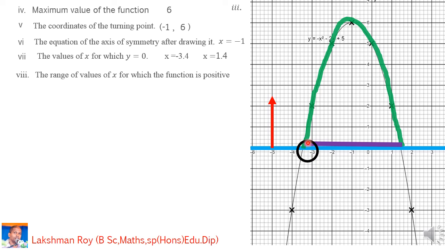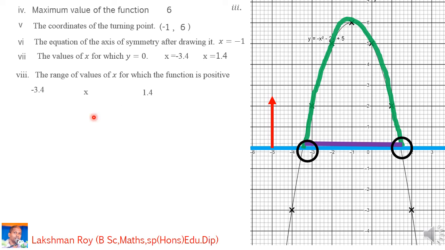So you can read this value, see here, this is -3.4, right? Write that value. Then write the other value here. What is that value? That value is 1.4, right? So write those two values. Then you can write x in the middle. Now put the inequality, so that you can get the range.